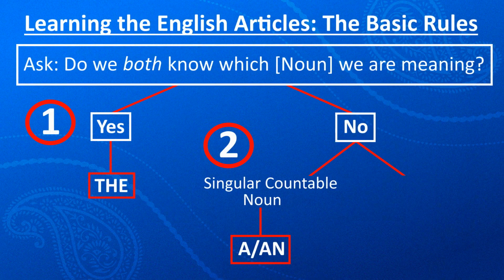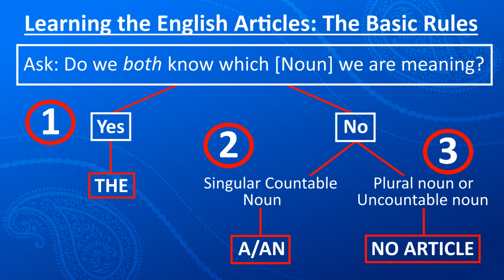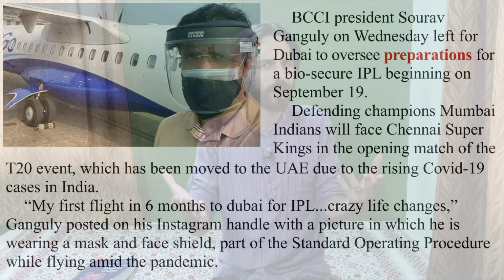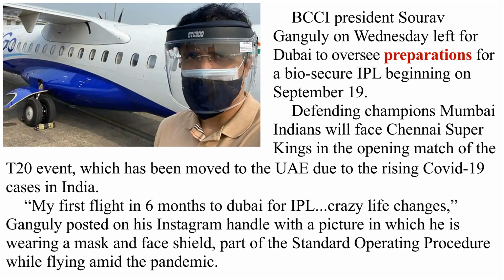And answer 3 to our question is this. No. When it is a plural, for example, cats, or an uncountable noun, for example, information or advice, then we use no article at all. We have a nice example in our IPL news piece. Why did Ganguly go to Dubai? To oversee preparations for this biosecure IPL.